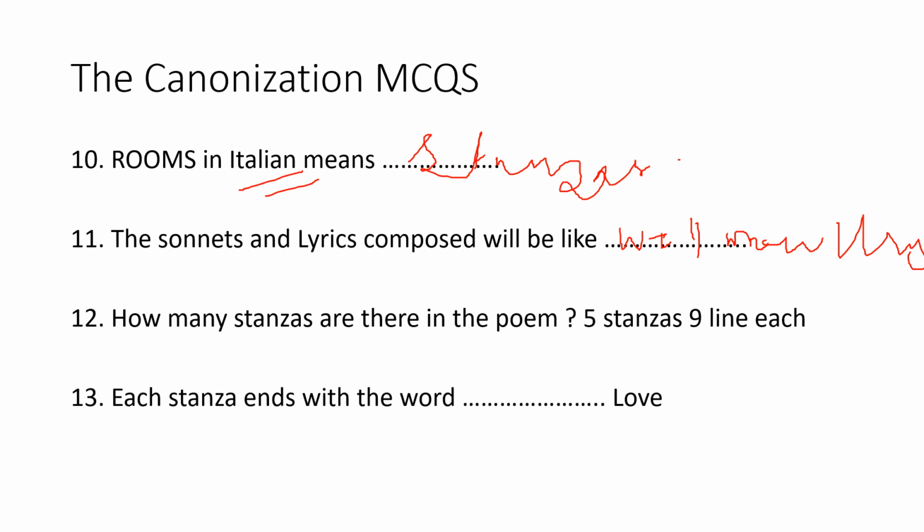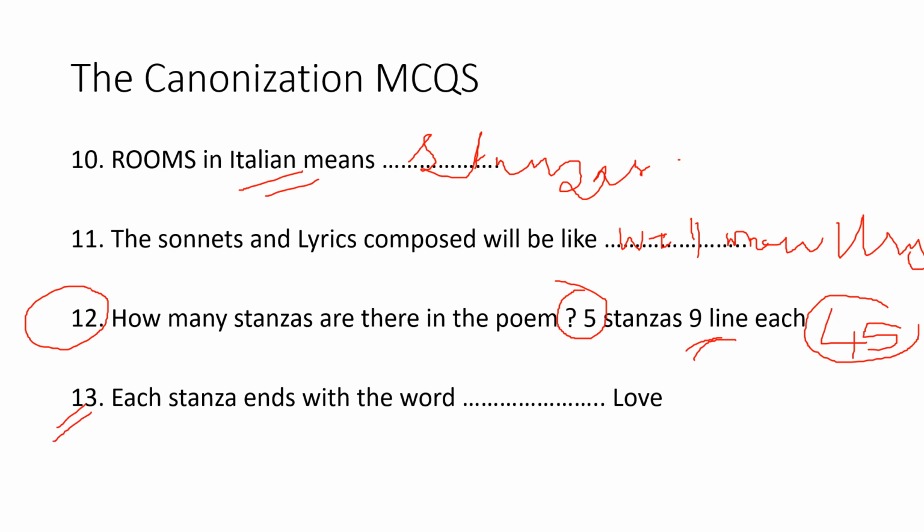How many stanzas are there in the poem The Canonization? It is an important question. 5 stanzas are there and each stanza consists of 9 lines. Okay, 9 lines are there in each stanza. So how many lines are there in total? 45 lines. Be careful with the number 45 too. So 5 stanzas, 9 lines each and in total 45 lines.